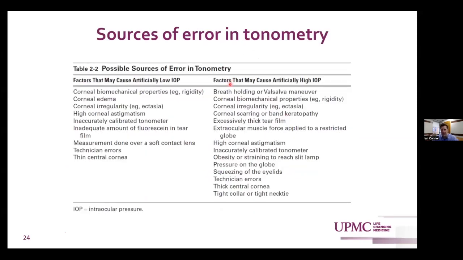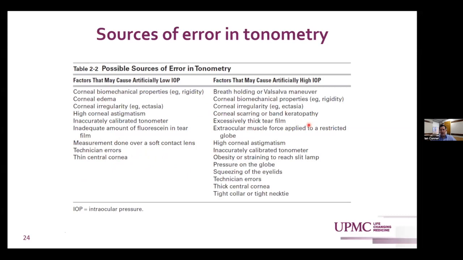All right, so there are sources of error in tonometry. And again, if you don't do a lot of tonometry, it's something you really need to practice and get good at. You should be the best one at tonometry in your clinic, and you can teach your technicians and other staff to do it as well. So there are factors that can artificially lower the IOP. There are biomechanical factors of the cornea, corneal edema, especially acute corneal edema, cornea irregularity, high astigmatism, a poorly calibrated tonometer or one that hasn't been calibrated for a while, too little fluorescein in the tear film will result in an artificially low IOP, thin central cornea, technician errors. I mean, I guess it's sort of all of these things, right? And measurement done over a soft contact lens.